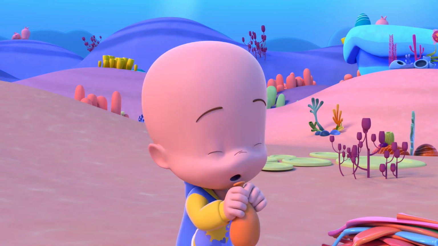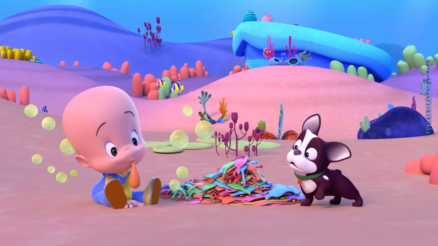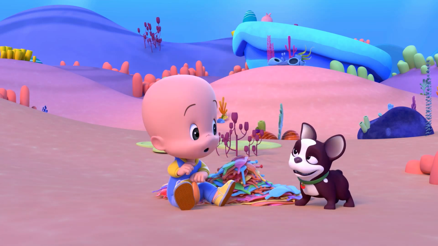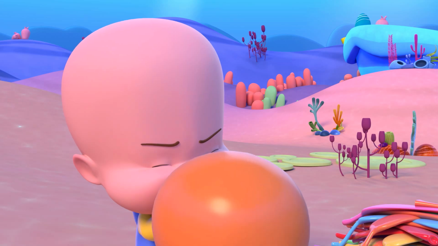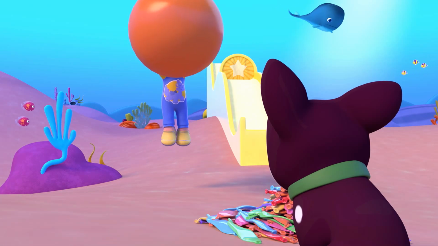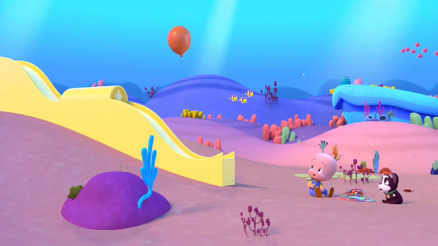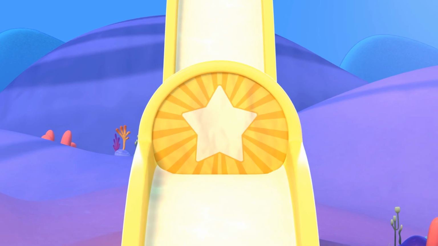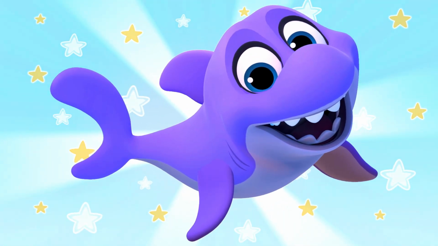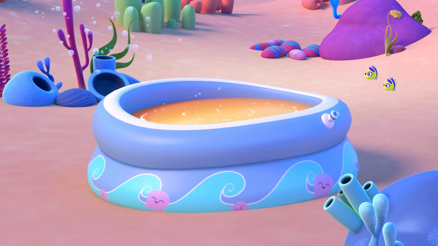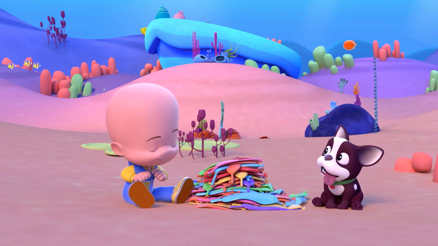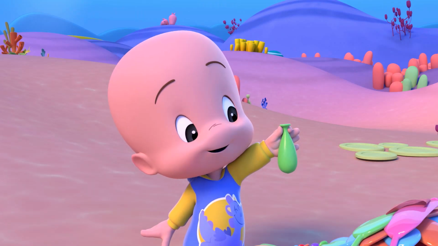Orange balloon. Hi, Ghost. Baby shark. Orange baby shark. More. Green balloon.